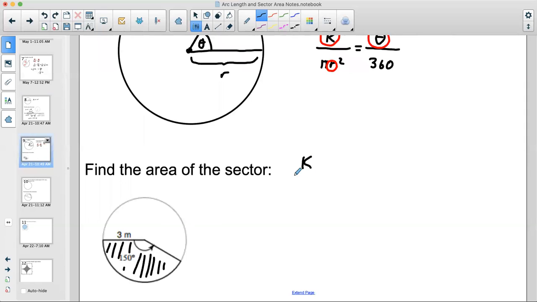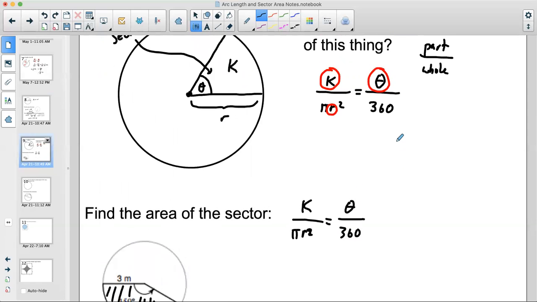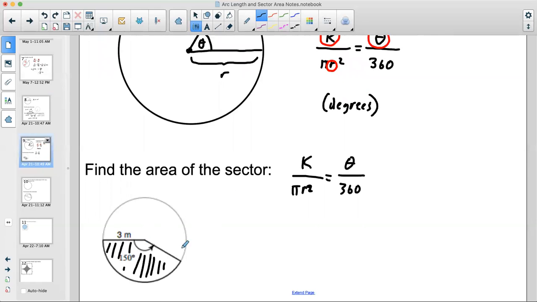So I'm just going to write the proportion again, just so I have it to refer to. K over pi r squared equals theta over 360. And again, this works when theta is in degrees. Since theta is measured in degrees here, I can use this formula. I'm going to plug in everything I know. I don't know K, so I'll leave that as K. I do know R is 3 meters, so this is pi times 3 squared. I know theta is 150 because it's right there.